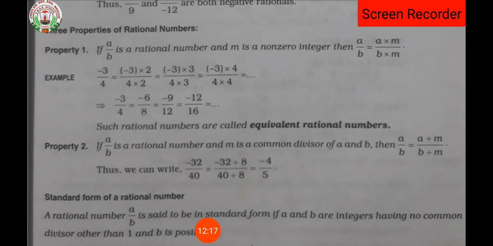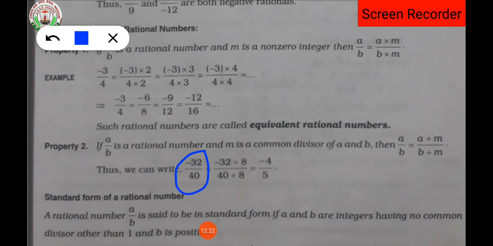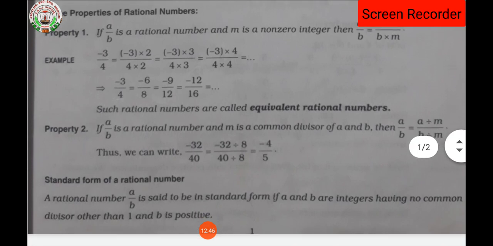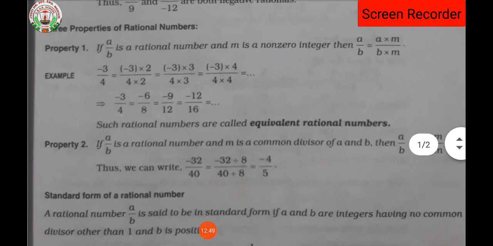Suppose, let's take an example: minus 32 upon 40. We are going to divide the numerator and denominator by 8. When we divide, what answer are we getting? The answer is minus 4 by 5, isn't it? So this answer minus 4 by 5 is a rational number itself. Whatever result we are getting is in the form of a rational number. Clear?